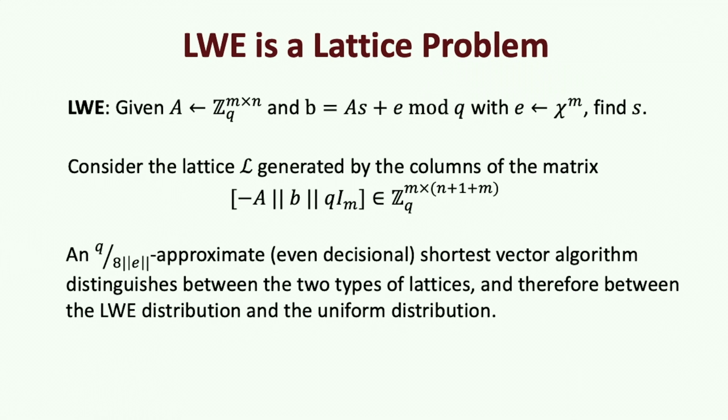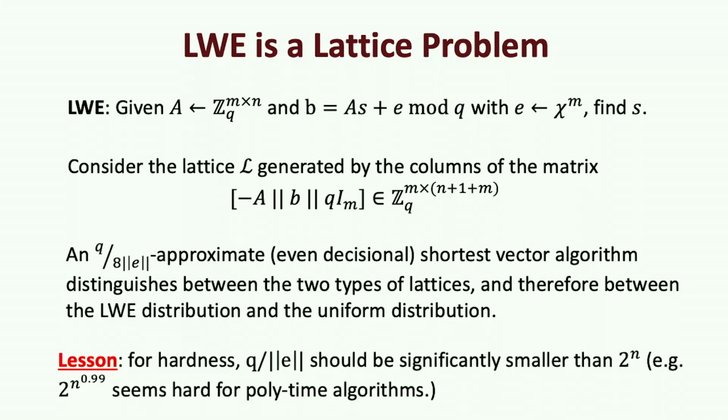On the other hand, there's no chance that you can give me such a short vector because it doesn't exist. So that's how you solve the shortest vector problem, the LWE problem, given a shortest vector oracle. The lesson at the end of the day is that for hardness, the ratio between the modulus and the noise, the signal to noise ratio in a sense, should be smaller than 2 to the n. In fact, it should be smaller than 2 to the n log n over log n, for hardness.